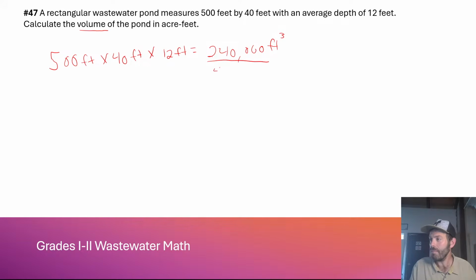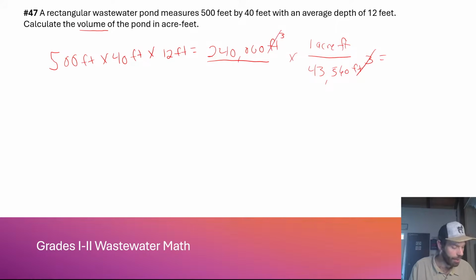Divided by 43,560 cubic feet in an acre foot. You could also write this like the conversion factor method, which would be to put 1 acre foot divided by 43,560 cubic feet. Cubic feet cancel out. You plug that in your calculator, it should give you 5.51 acre feet. Okay? Acre feet. That would be simply how you would find an acre foot calculation.